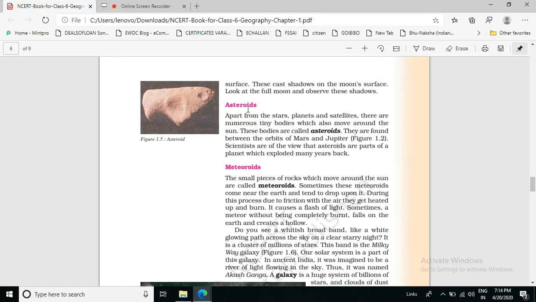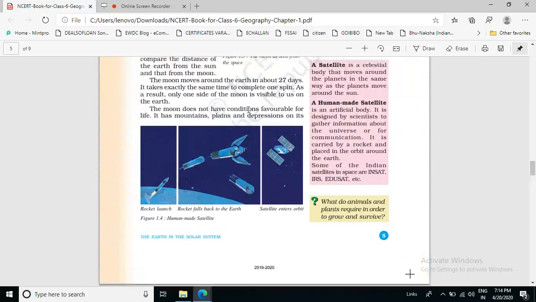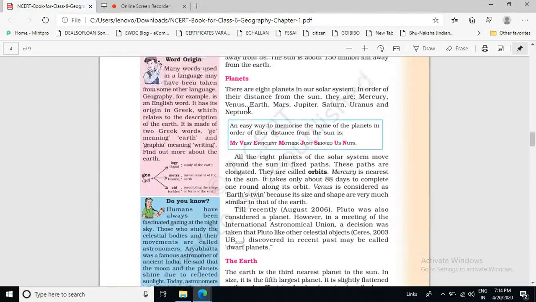Now we are knowing about asteroids. What are asteroids? There are numerous tiny bodies which move around the sun. These are very small bodies, and they keep moving around the sun. These tiny bodies are called asteroids. Where are they found? They are found between the orbits of Mars and Jupiter. I can show you how it looks between the orbits of Mars and Jupiter. In the picture of the solar system, it is shown.